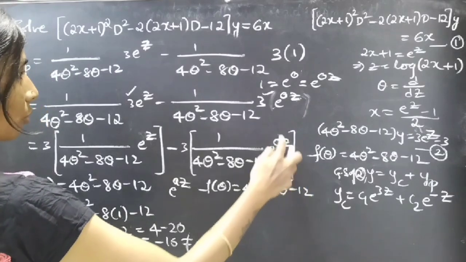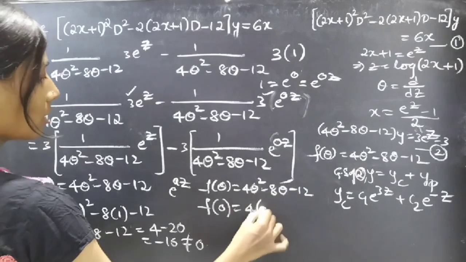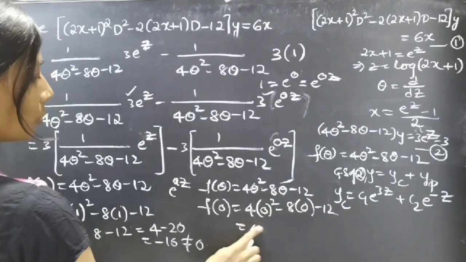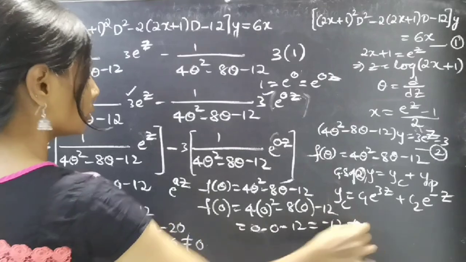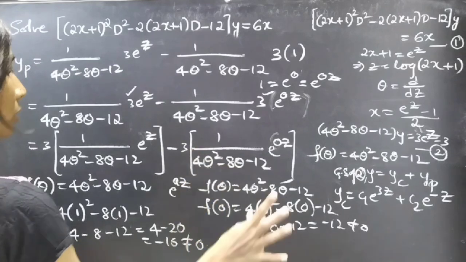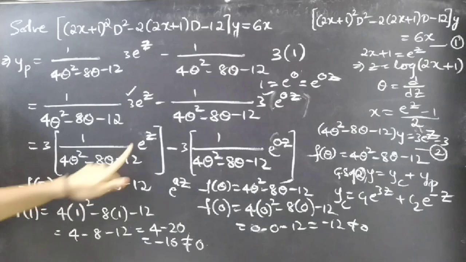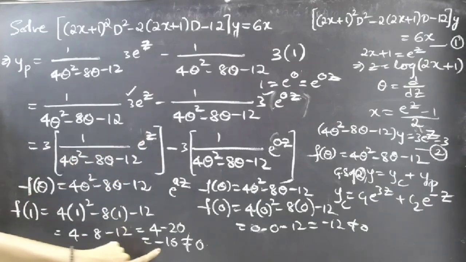Let's find f of a, that is f of 0. This is equal to 4 into, replace theta by 0, you'll get 4 into 0, 0 minus 0 minus 12, which is minus 12, non-zero. Since the denominator becomes non-zero by replacing theta by 0, we can just apply theta equal to 0 in this term, and here also, by replacing theta by 1, the denominator becomes non-zero, so we can substitute theta by 1.